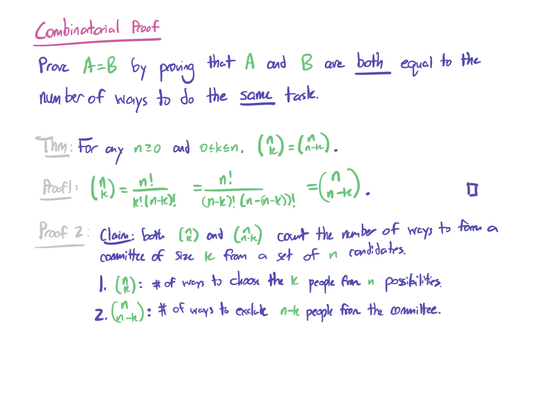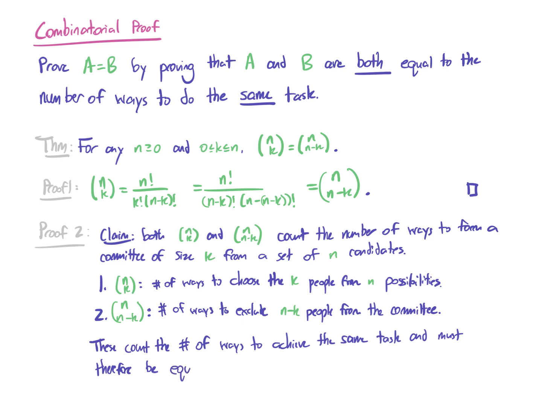So to sum up here, I can form this committee of size k either by specifying everybody who's on the committee, or equivalently by specifying everybody who is not on the committee. Both of these are going to lead me to the same result. These count the number of ways to achieve the same task and must therefore be equal. And that's my proof. By the principle of combinatorial proof, I'm done.